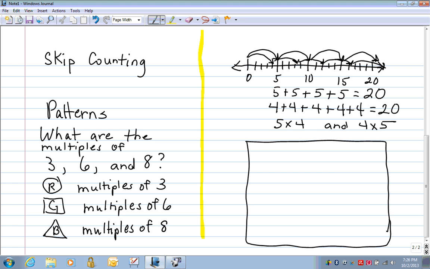So complete your grid using a red pencil for the multiples of 3, a green pencil for the multiples of 6, and a blue pencil for the multiples of 8, and use the shapes that we have designated. And we'll check this, and hopefully we can show the multiples of those 3 numbers.